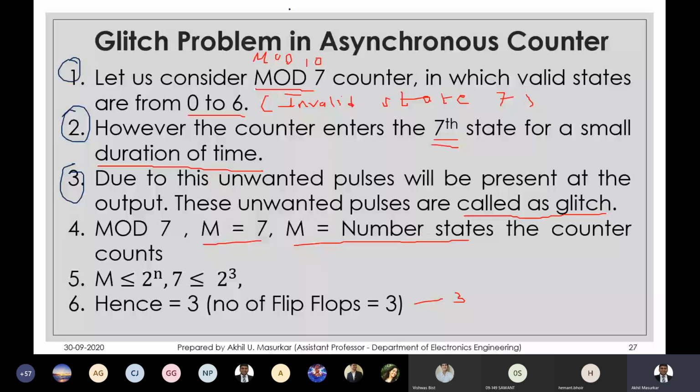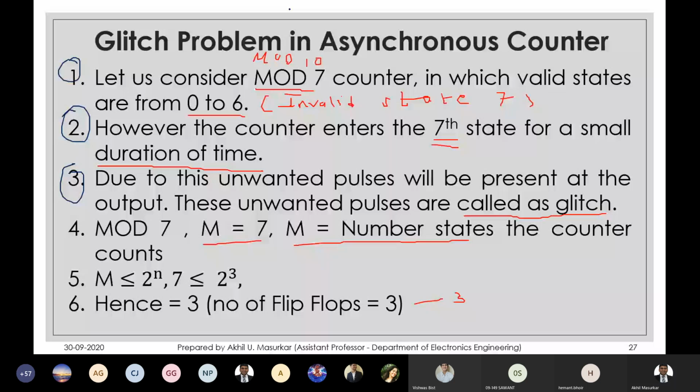You should ask a question to yourself like this. When sir is asking about a mod 6 counter, he is asking for invalid states. But what are the valid states? Valid states are 0, 1, 2, 3, 4, and 5. So the invalid states will be 6 and 7.